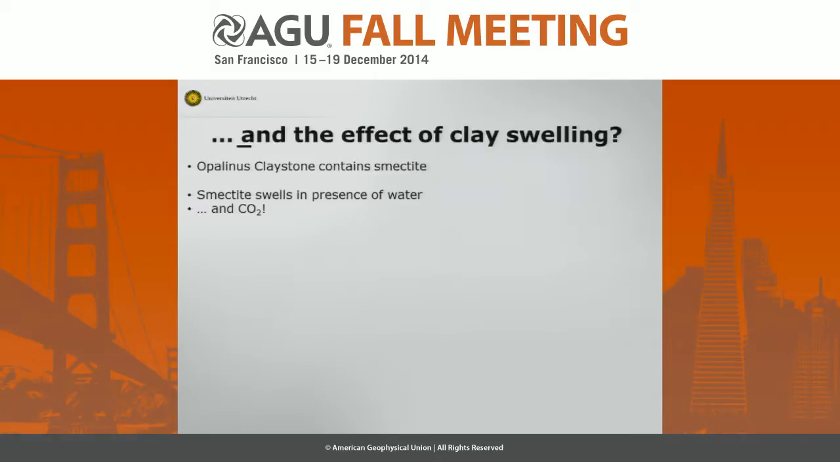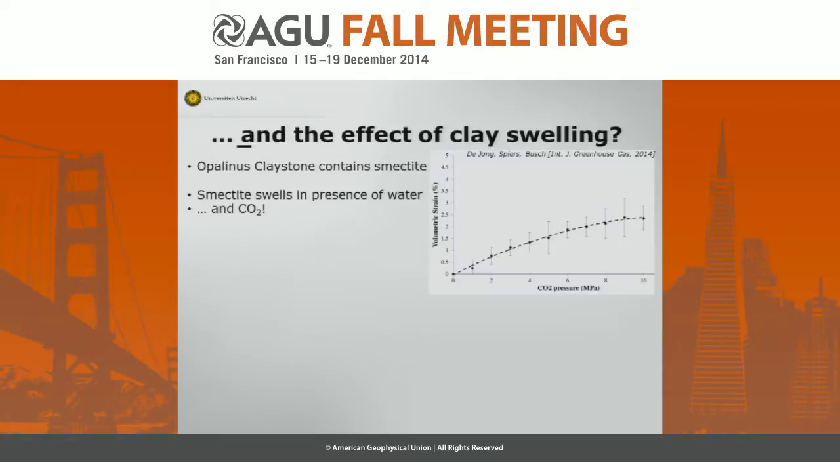Now, if you think of permeability of a fault, and you know that in the presence of certain clays, these may swell in the presence of CO₂, you start to wonder, since the Opalinus clay zone has some smectite, which is known to swell in the presence of CO₂, how will that affect the porosity and the permeability? So these are measurements by Sander de Jong. It was published this year.